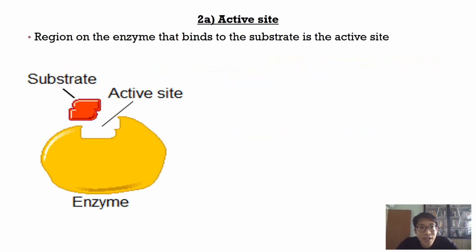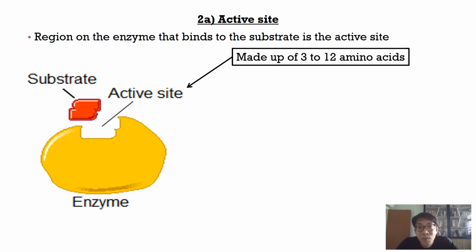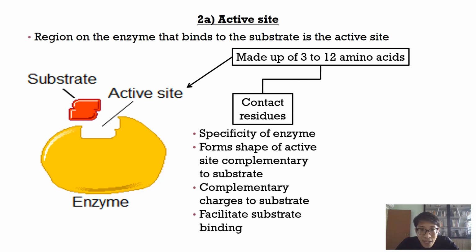So for the active site, it is the part of the enzyme that the substrate binds to. It is usually made up of 3 to 12 amino acids. Some of these amino acids are known as the contact residues, which form the shape of the active site, which is complementary to the substrate. And if the substrate is charged, then some of these contact residues would also be charged, and the charges would be complementary to the charge of the substrate, and that would facilitate binding with the substrate.